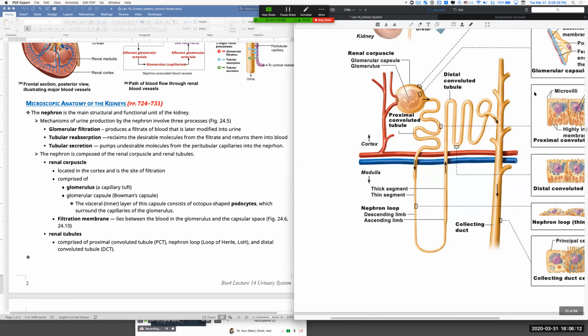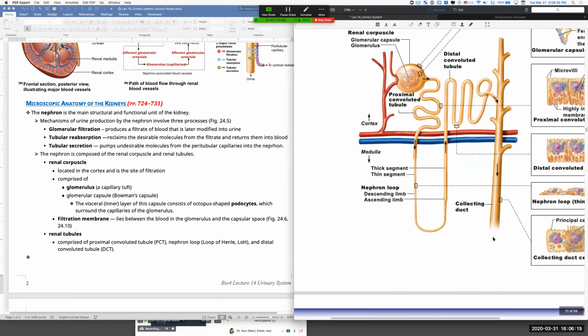The DCTs of different nephrons will merge into the same collecting duct. And then for the loop of Henle or nephron loop, there's a descending part and then there's an ascending part.